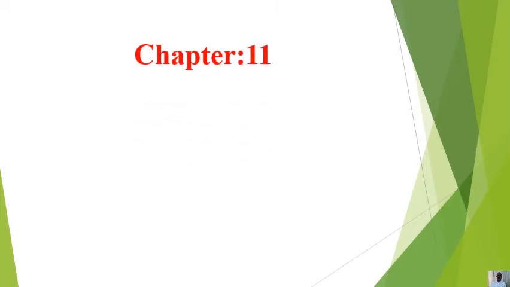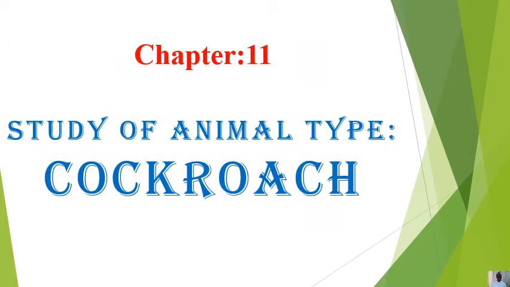Chapter number 11 is again a very important chapter for biology students, and it is titled Study of Animal Type. In animal type, the cockroach, a very commonly occurring animal, is kept for our studies. In this chapter, we are going to see the basic habitat and habit of the cockroach. Then we'll see the systematic position, external morphology, then anatomy.